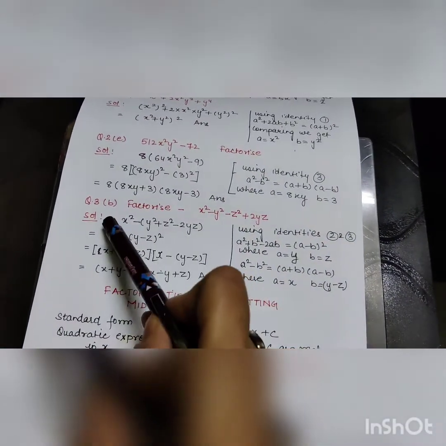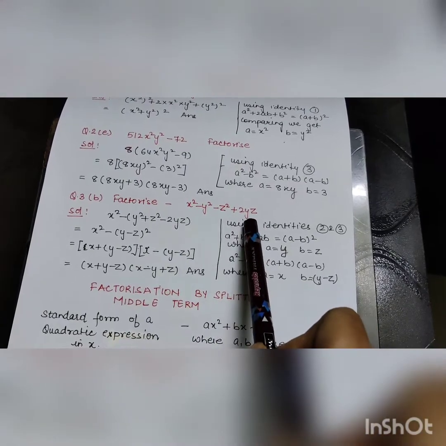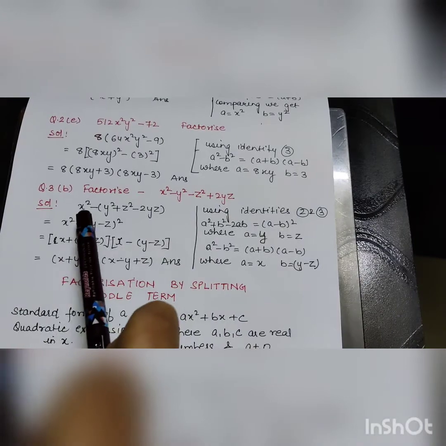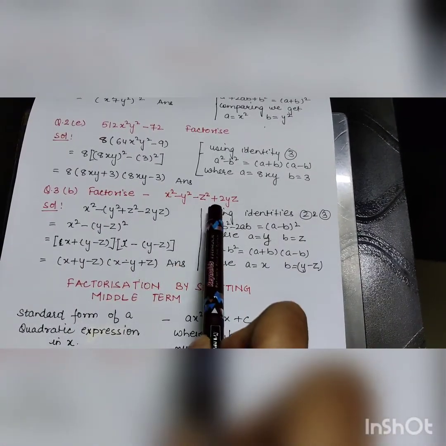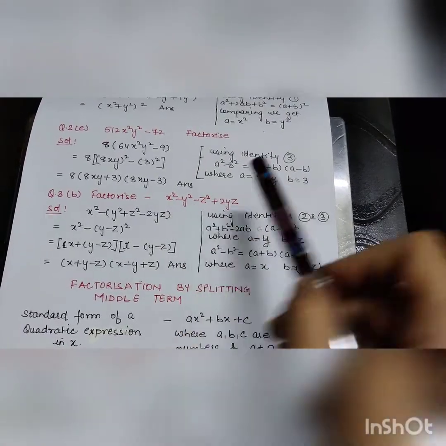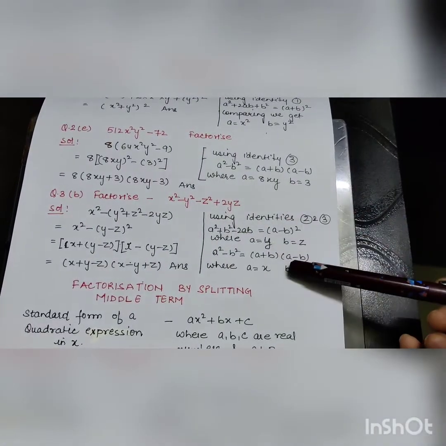Now we come to question number 3b part. Factorize x square minus y square minus z square plus 2yz. So now here you can see that there are 4 terms, but for applying the identity, our given expression should match with any of the 3 identities.